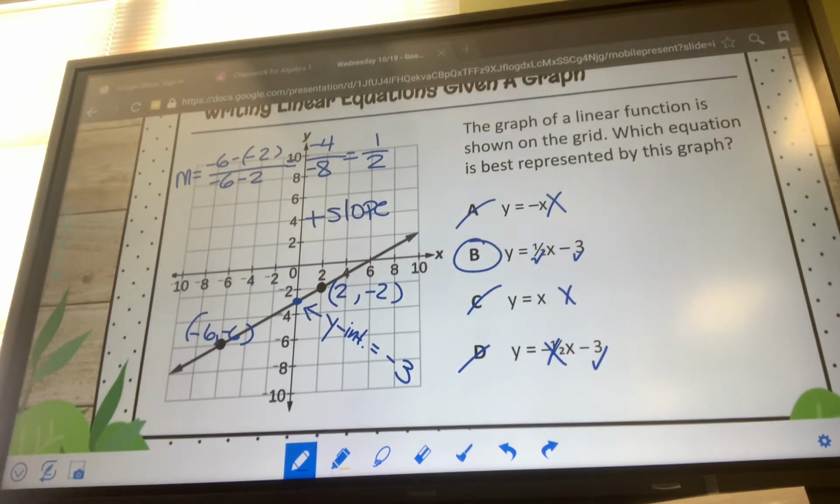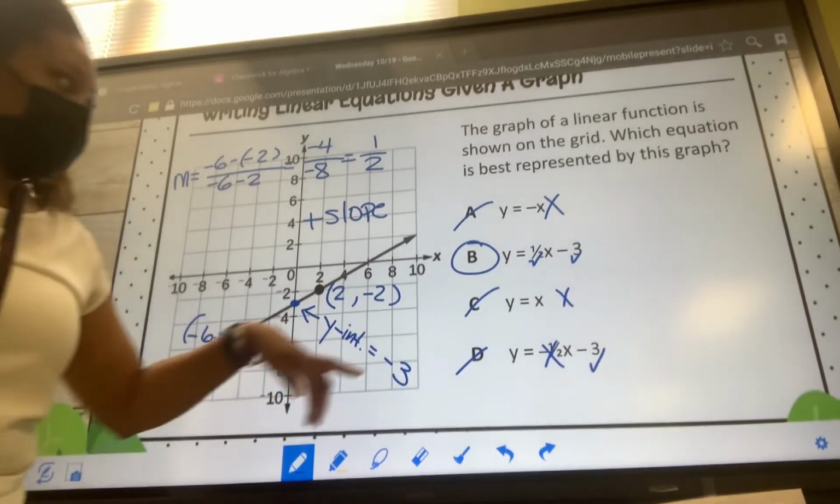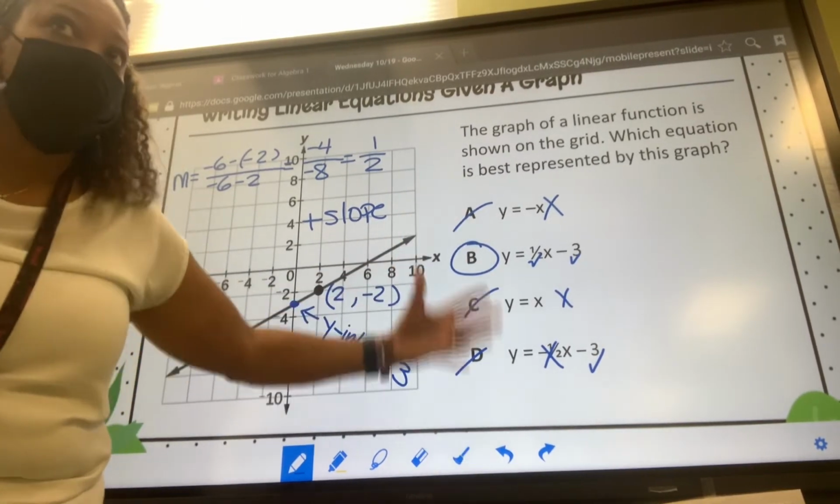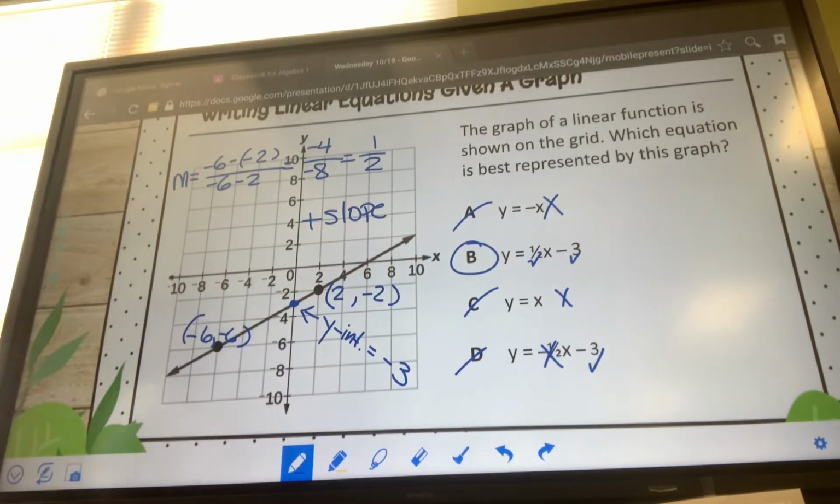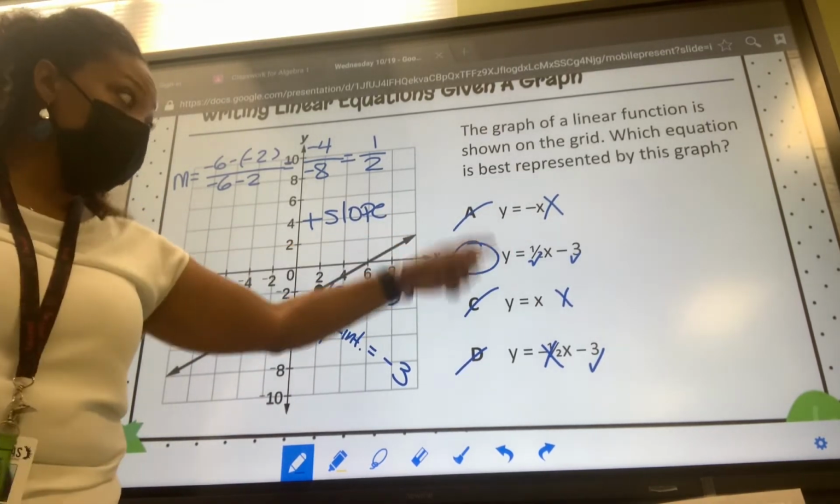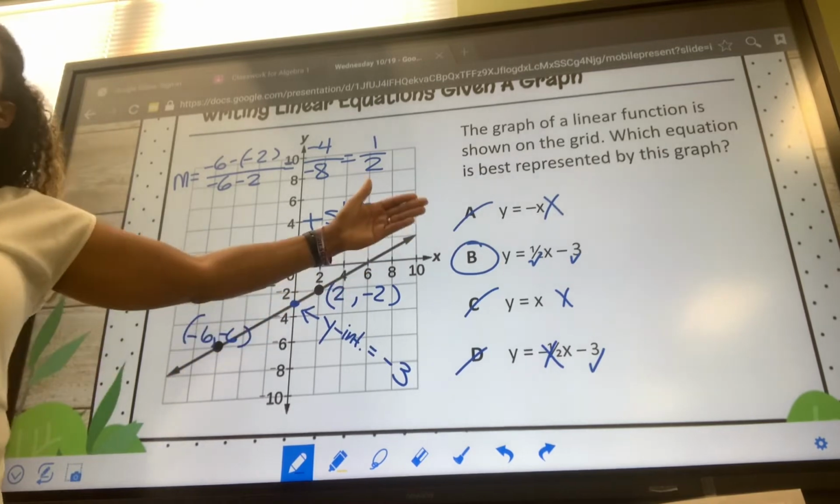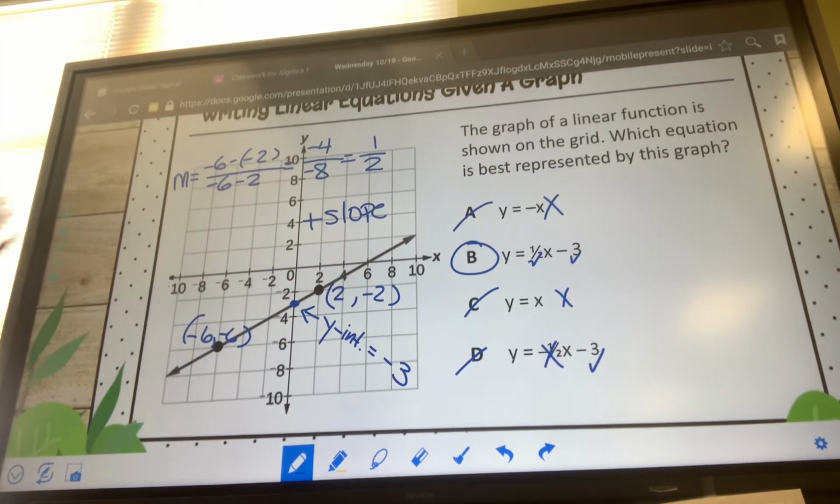How do you know that? I just did the work. Why did you know it before you did the work? Because it's the only thing it can be. I mean, it was either a positive slope or a negative slope. Look at the line. The line is a positive slope.